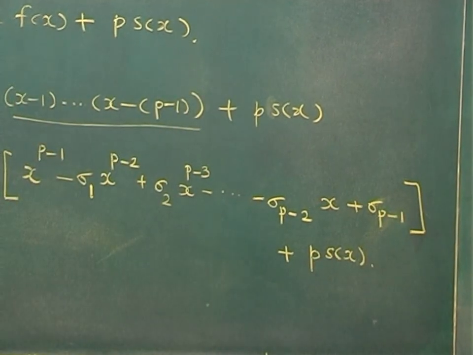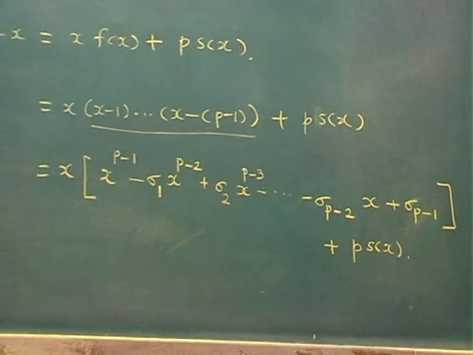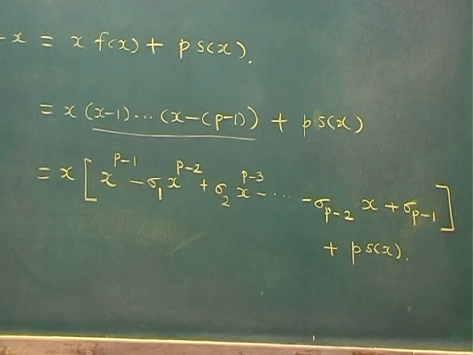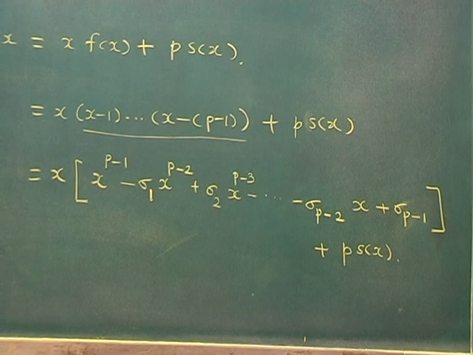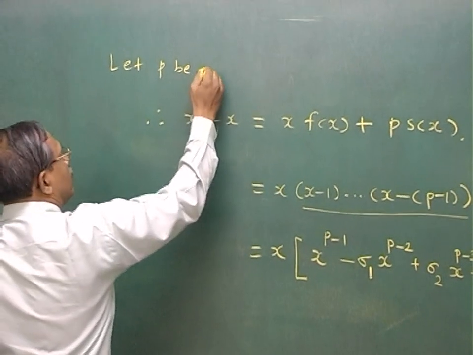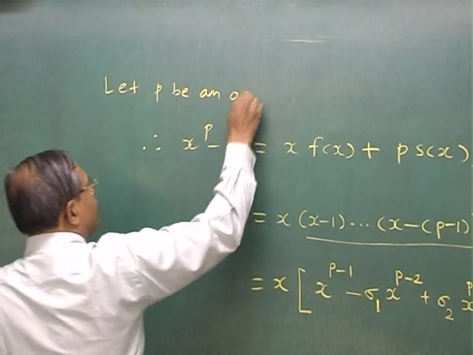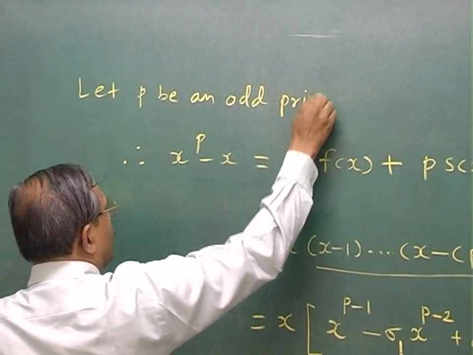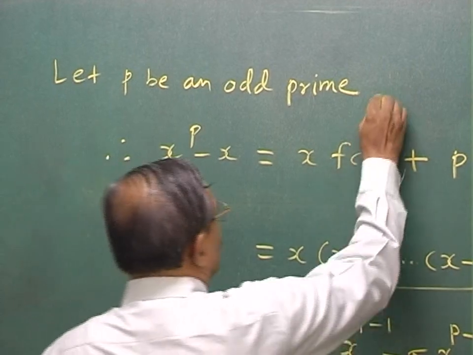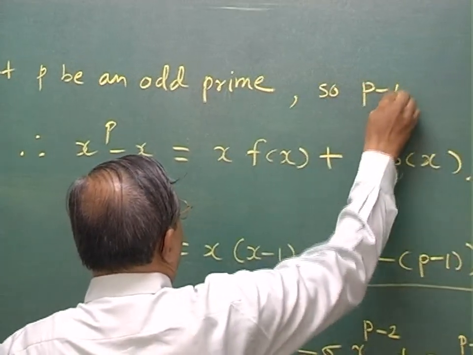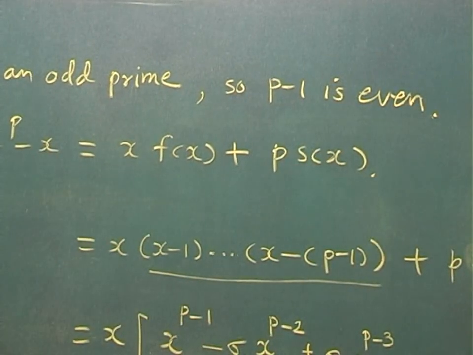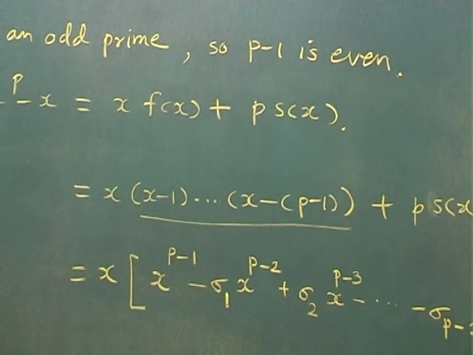In this calculation, I am taking p to be an odd prime, so that p minus 1 is even. So you can mention probably that let p be an odd prime. So p minus 1 is even. So here we have some convenience. Only p equal to 2 we are avoiding.